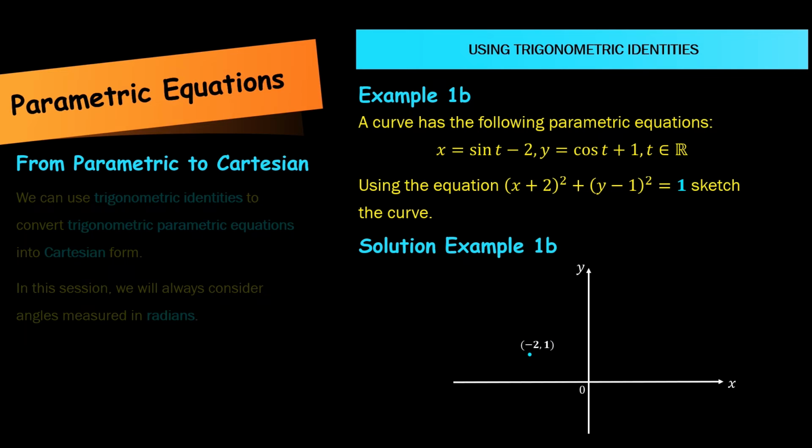Now let's find the radius of our circle. Since x plus 2 all squared plus y minus 1 all squared equals 1, the radius of our circle is equal to root 1, which is of course equal to 1. So we can draw a circle around the centre of the circle as shown, with radius 1. And this is the curve that we're required to sketch.